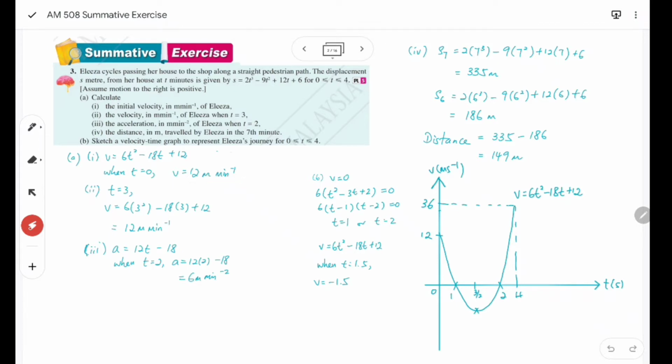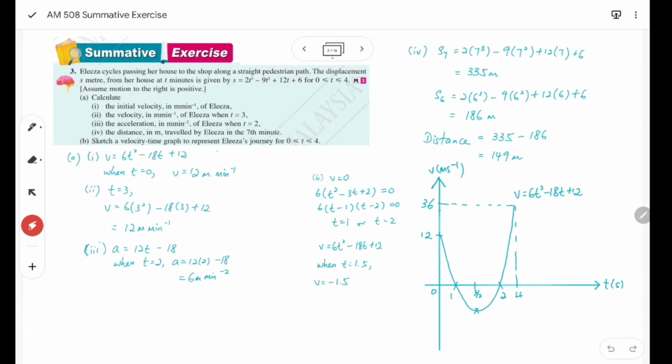Number 2, the velocity in meter per minute of Elisa when t equals to 3. So when t equals to 3, v equals to 6 times of 3 squared minus 18 times of 3 plus 12. Then we get 12 meter per minute.